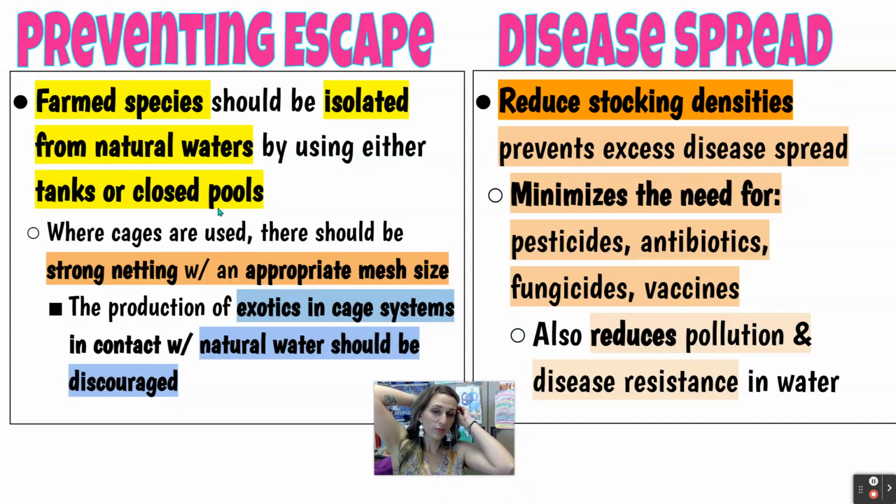To reduce disease spread, reduce stocking density. Just don't have so much per area, then you're not going to have as many organisms to spread diseases to. So this also minimizes the need for pesticides, antibiotics, fungicides, and vaccines. It'll save cost. Well, it's hit or miss because you're also reducing the stocking density. So this will reduce pollution and it'll stop disease resistance.